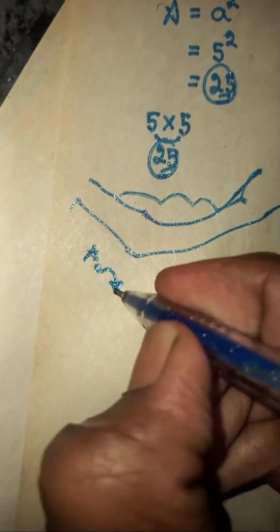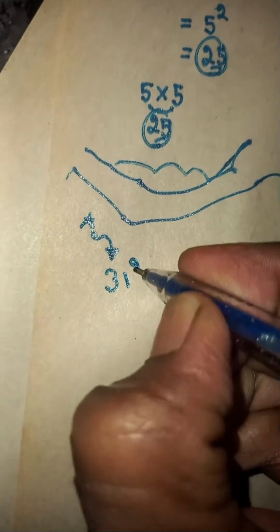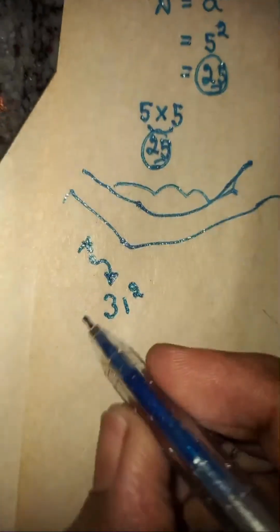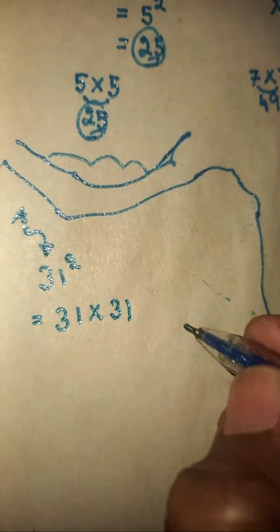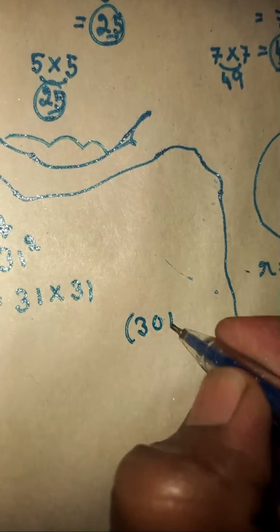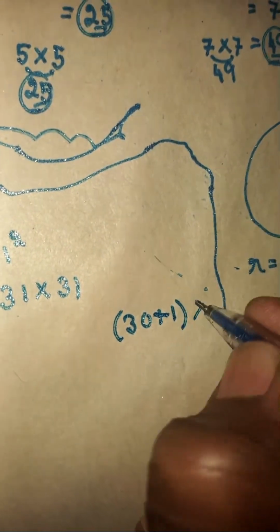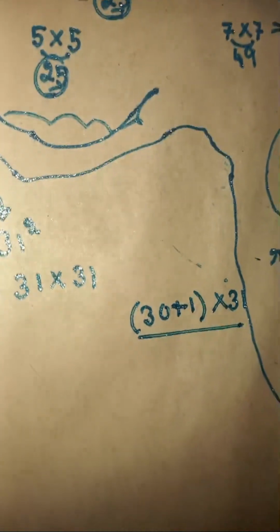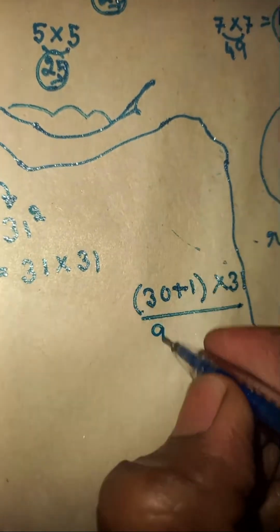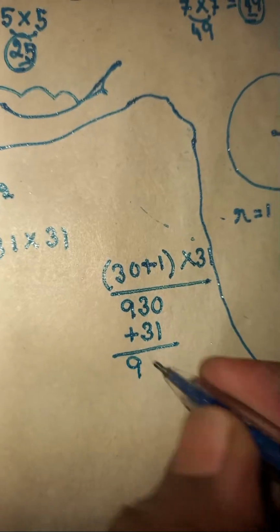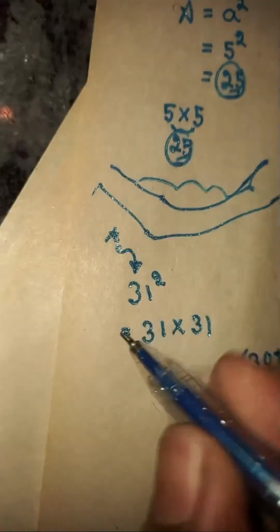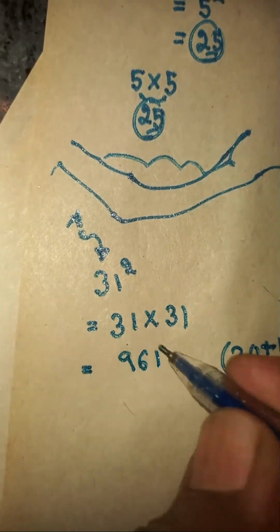Let's do it again. Now you're going to get 31 square. 31 square can be written as 31 times 31. You can write 31 as 30 plus 1 times 31. You're going to get 31 times 3 is 93, so 930 plus 31, which is 961. So this is equal to 961.